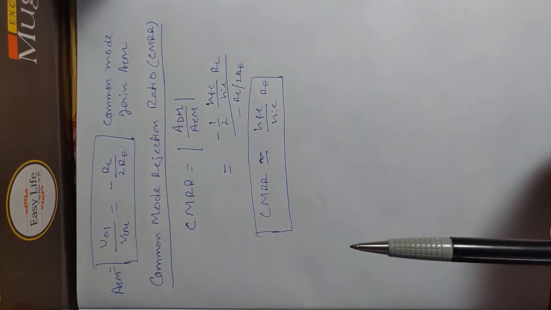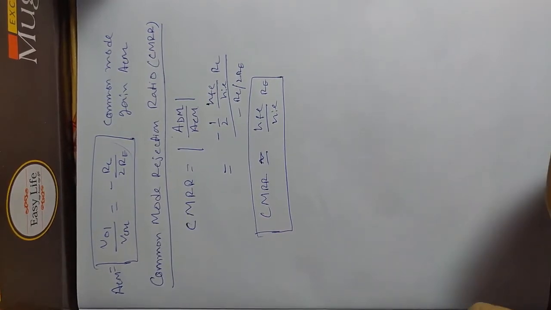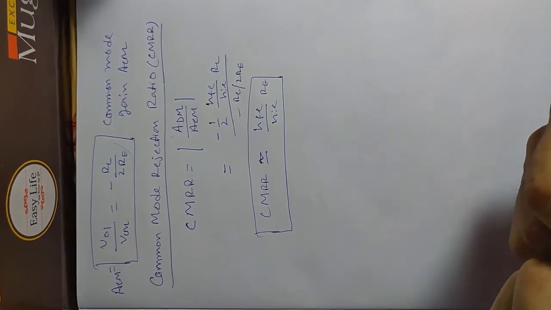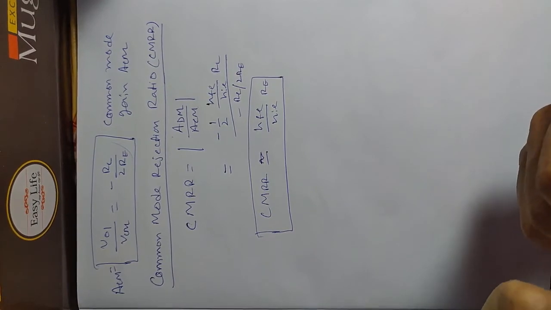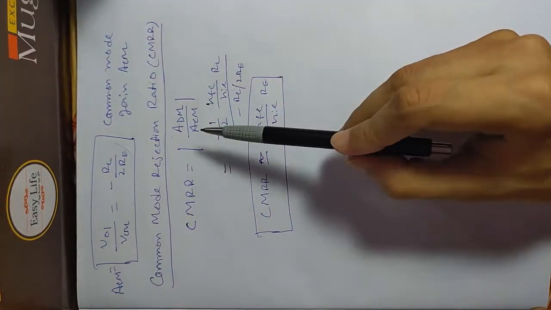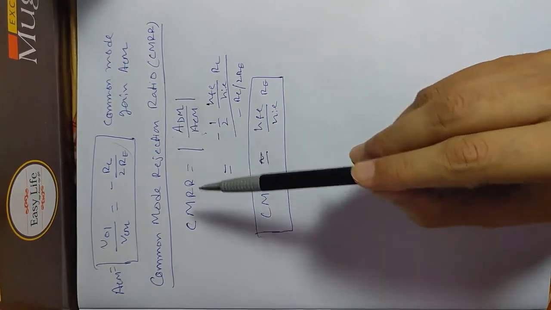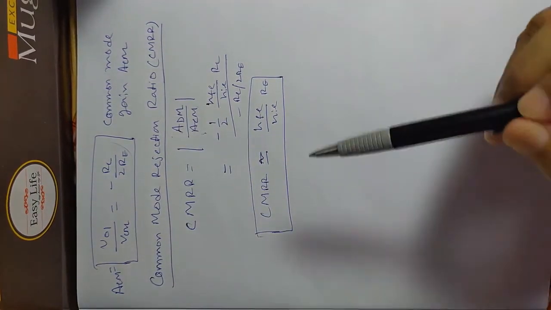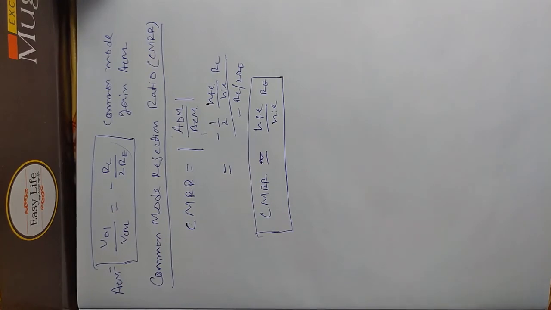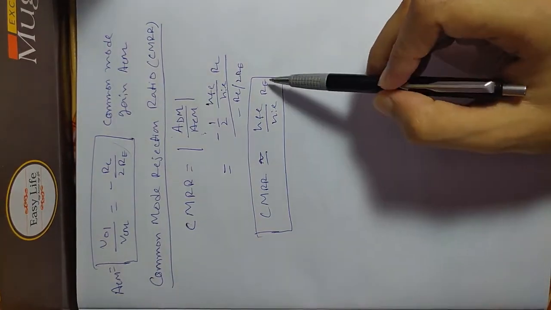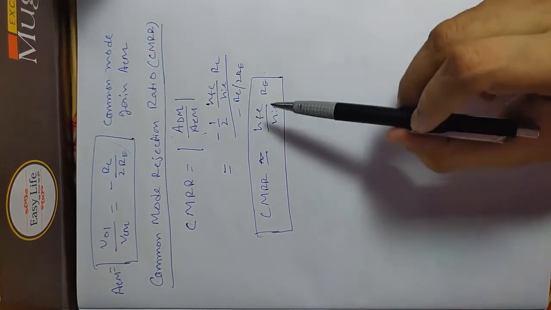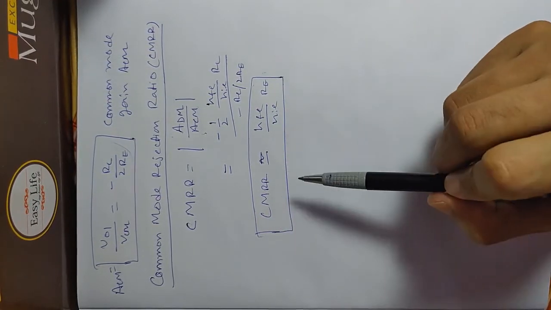CMRR should be as large as possible. A differential amplifier should have very high differential gain, and ideally zero common mode gain. So ACM should be zero ideally, and ADM should be very high, infinite. That is the purpose of the differential amplifier, so that it can only multiply the differential signal and nullify the common mode signal, and from this you can easily calculate the CMRR. Using this, you can achieve a CMRR, but not a very high value.